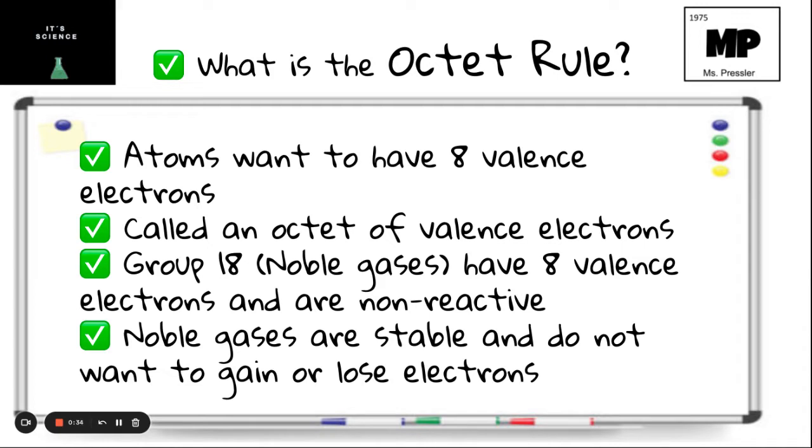Well, atoms tend to want to have 8 valence electrons. This is called an octet of valence electrons. If we look at the periodic table, group 18, the noble gases, they have 8 valence electrons, and these valence electrons make these elements non-reactive. The noble gases are stable and do not want to gain or lose electrons.